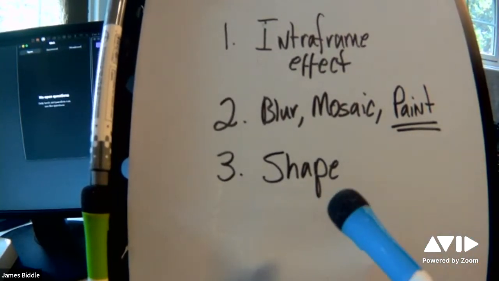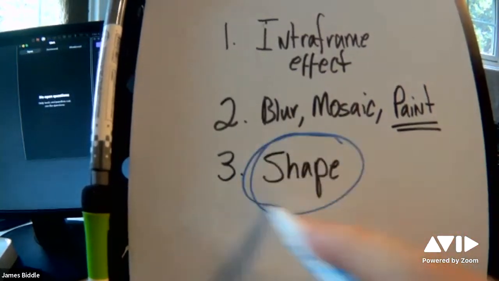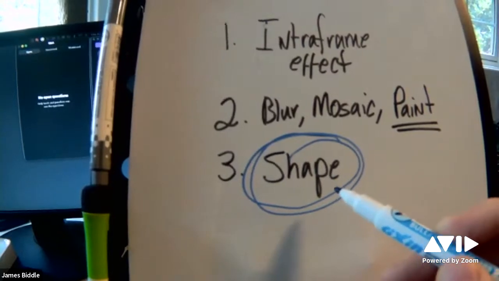One of the key elements of an intra-frame effect is that you need a shape. You must have a shape. If you don't have a shape, you can't really use an intra-frame effect. So I'm going to go ahead and share my screen, and we are going to get started.